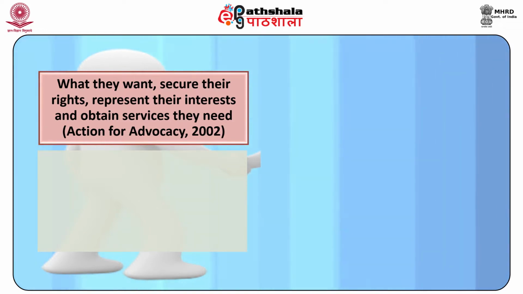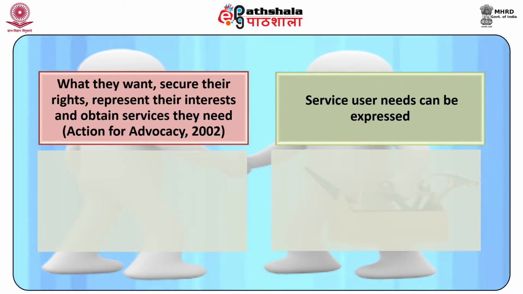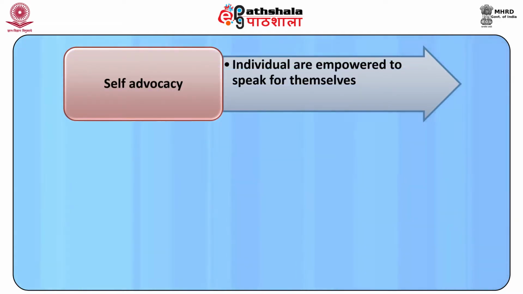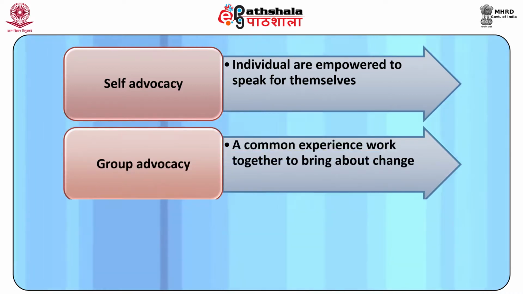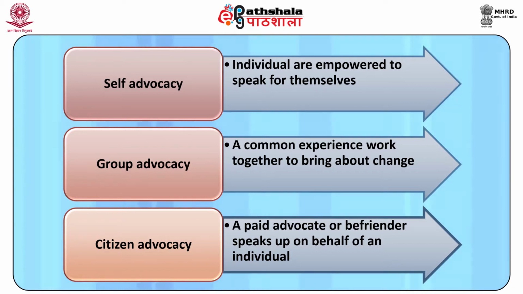services they need. Advocacy supports a variety of methods through which service user needs can be expressed, and this includes self-advocacy, where individuals are empowered to speak for themselves; group advocacy, where people who share a common experience work together to bring about change; and citizen advocacy, where a paid advocate or befriender speaks up on behalf of an individual. These can contribute to change at many levels: for the individual, a defined group, and more structurally, impacting on policy, legislation, and upholding of basic human rights.